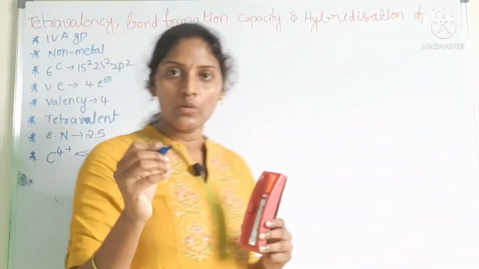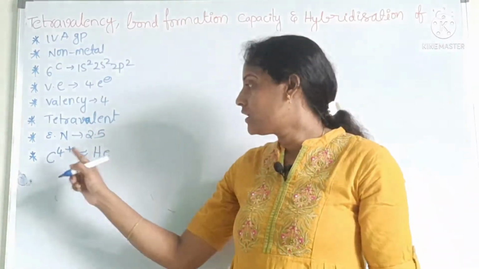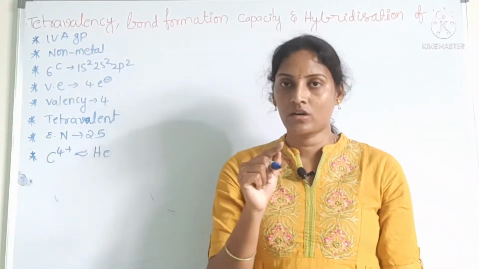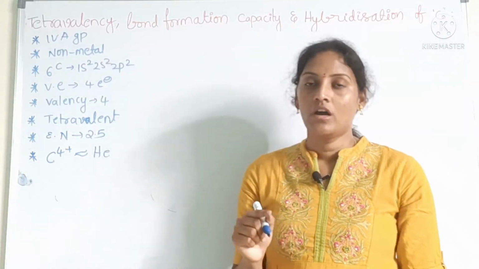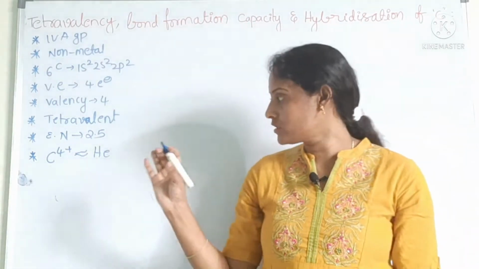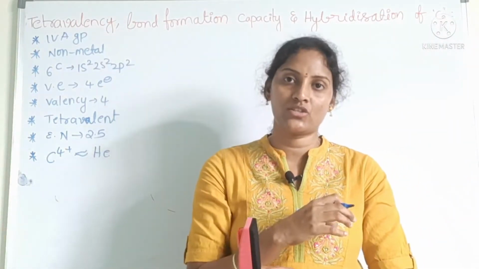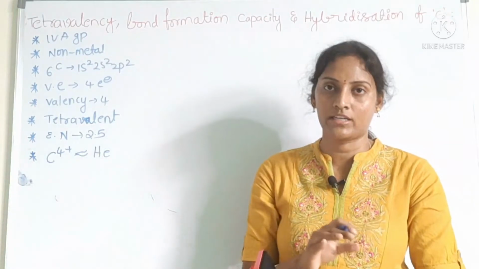This C4 plus ion is equal to helium's configuration. Helium has atomic number 2, that means 2 electrons are present in helium. In the same way, C4 plus ion also has 2 electrons. But this case is not possible. Why? Because to lose 4 electrons it needs more energy, so it is a remote possible condition.